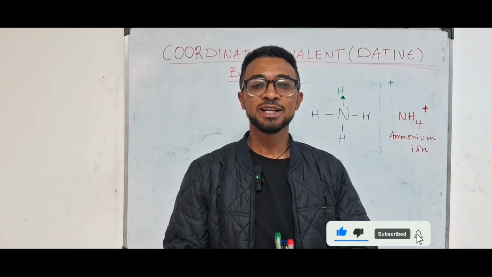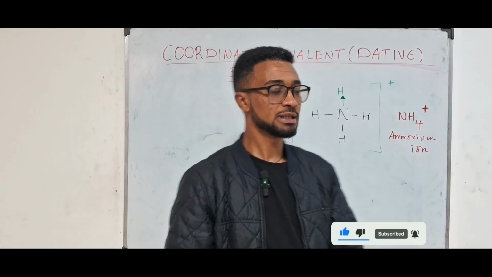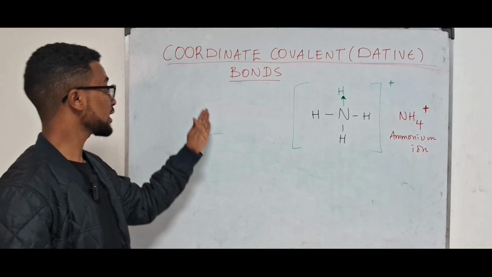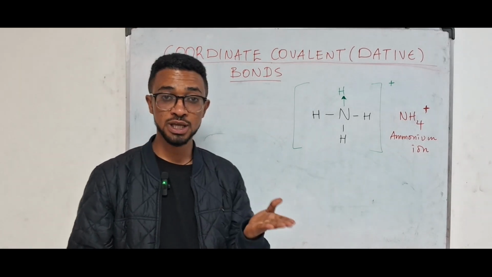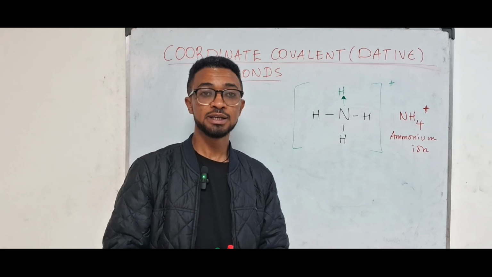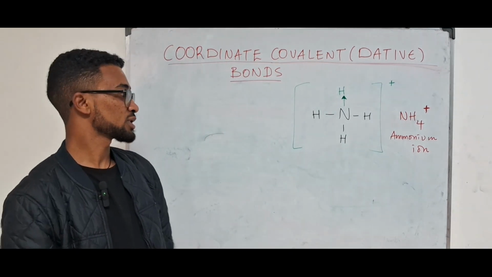Let's begin with coordinate covalent bonds, or dative bonds. What are coordinate covalent bonds? These are special types of covalent bonds in which one atom provides both the electrons for the bond. These are called coordinate covalent bonds.